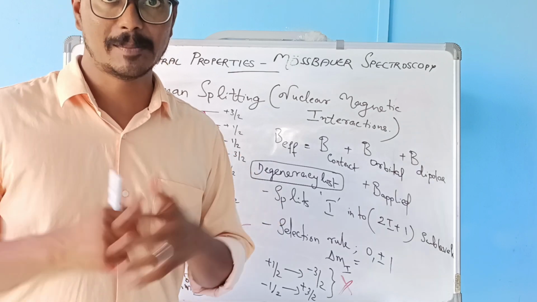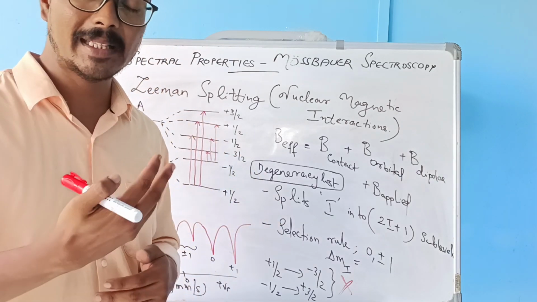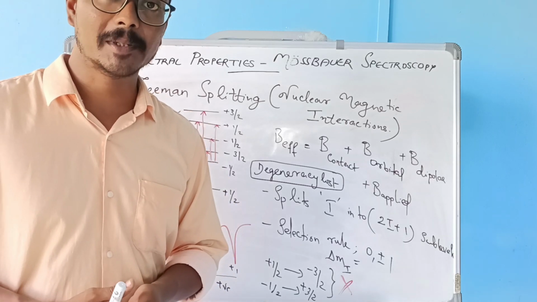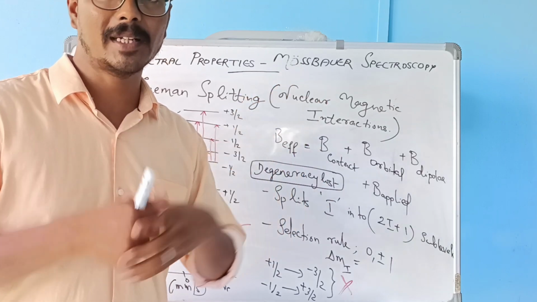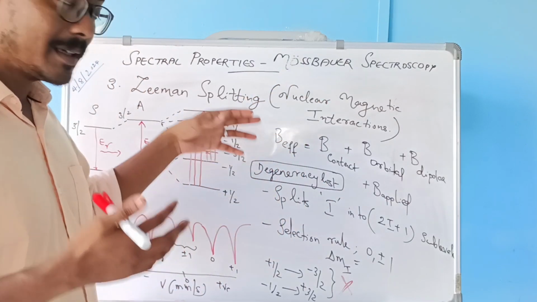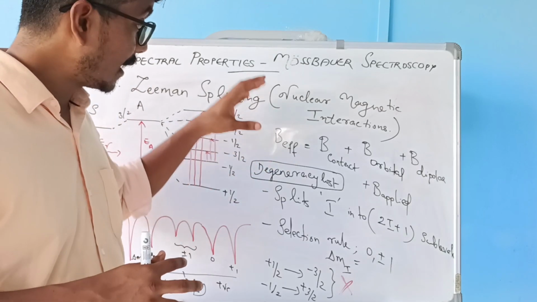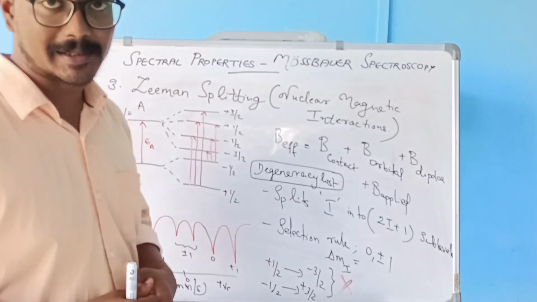What is the source of this magnetic field? It can be external, that is, we separately apply an external magnetic field from an outside source, or it can be due to the presence of internal electrons, the core electrons. What exactly is the magnitude of the magnetic field? The effective magnetic field consists of four parameters.